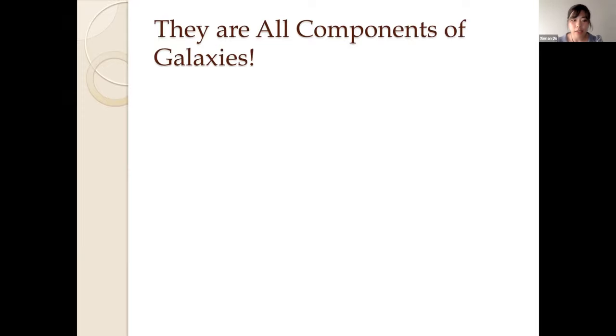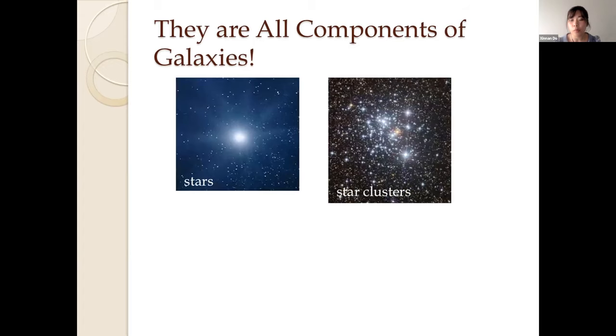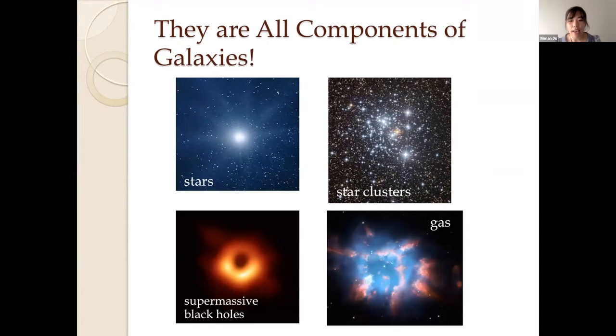So some of the things that we have already mentioned, right? We have stars in a galaxy. We could have groups of stars, which we call star clusters, and those are groups of stars that are gravitationally bound together. We have a supermassive black hole at the center of every single galaxy, including our own. And there is also gas in a galaxy. This is what we will be focusing on today when talking about galaxies breathing.